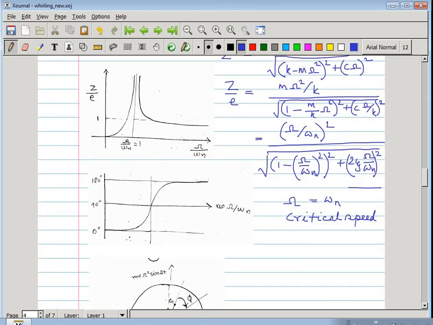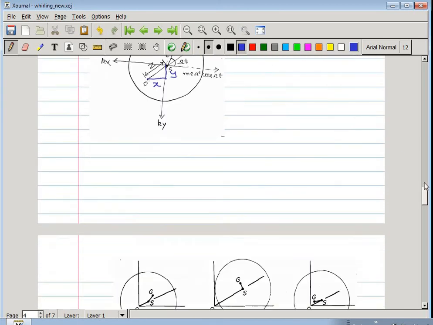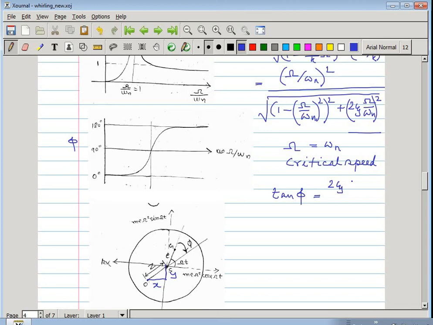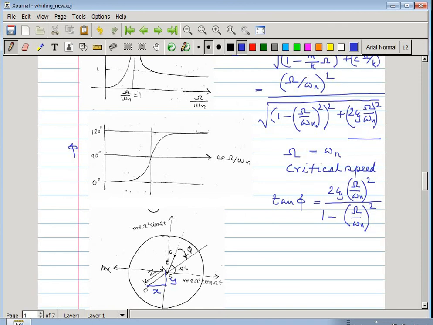And this is the angle phi. So angle phi is 0. You know the expression for angle phi. If you non-dimensionalize just like before, it is tan phi equal to twice the damping ratio times omega by omega n, divided by 1 minus omega by omega n square. So again you see, when omega by omega n is 0, tan phi is 0, which means it's 0 degree.